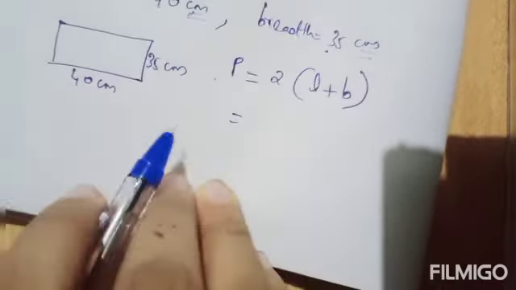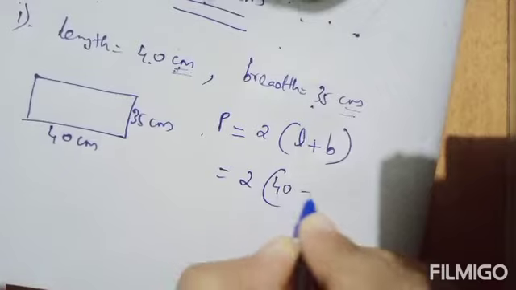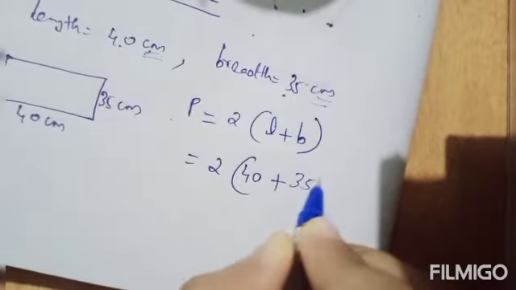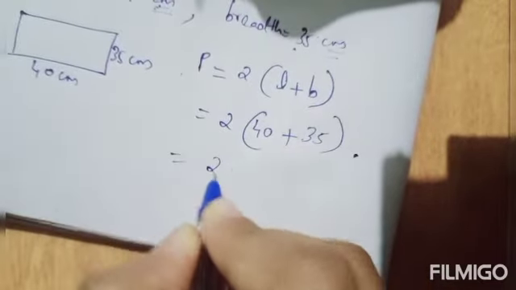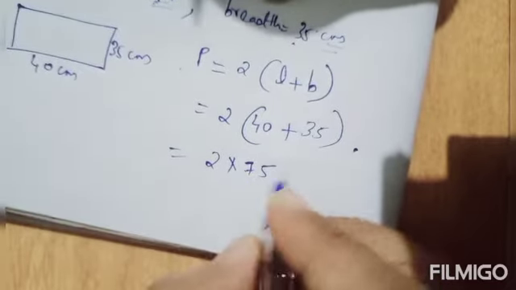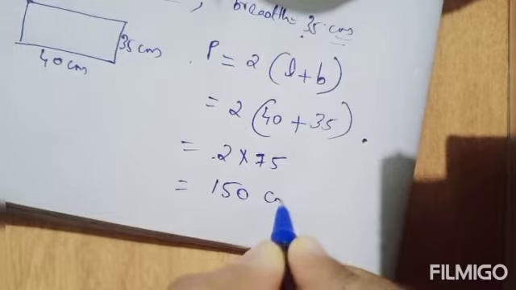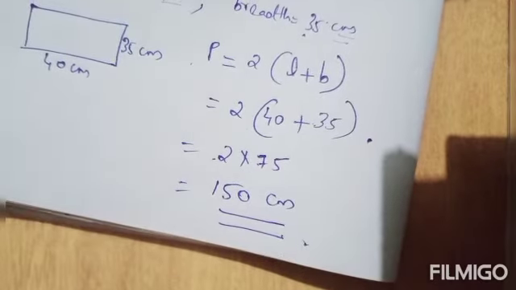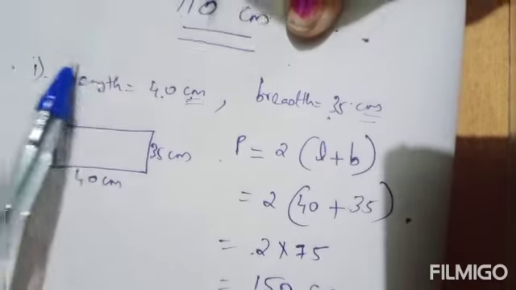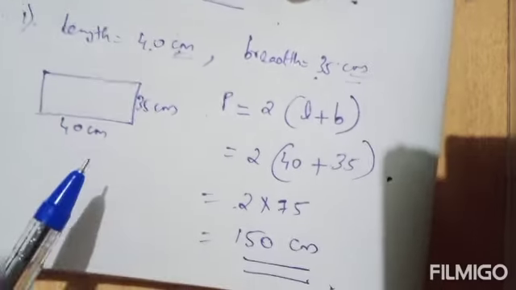Okay, so perimeter equals 2 into, here length is 40 plus breadth is 35. That is 2 into 75, you will get 150 centimeter. So this is the perimeter of the rectangle whose length is 40 centimeter and breadth is 35 centimeter.